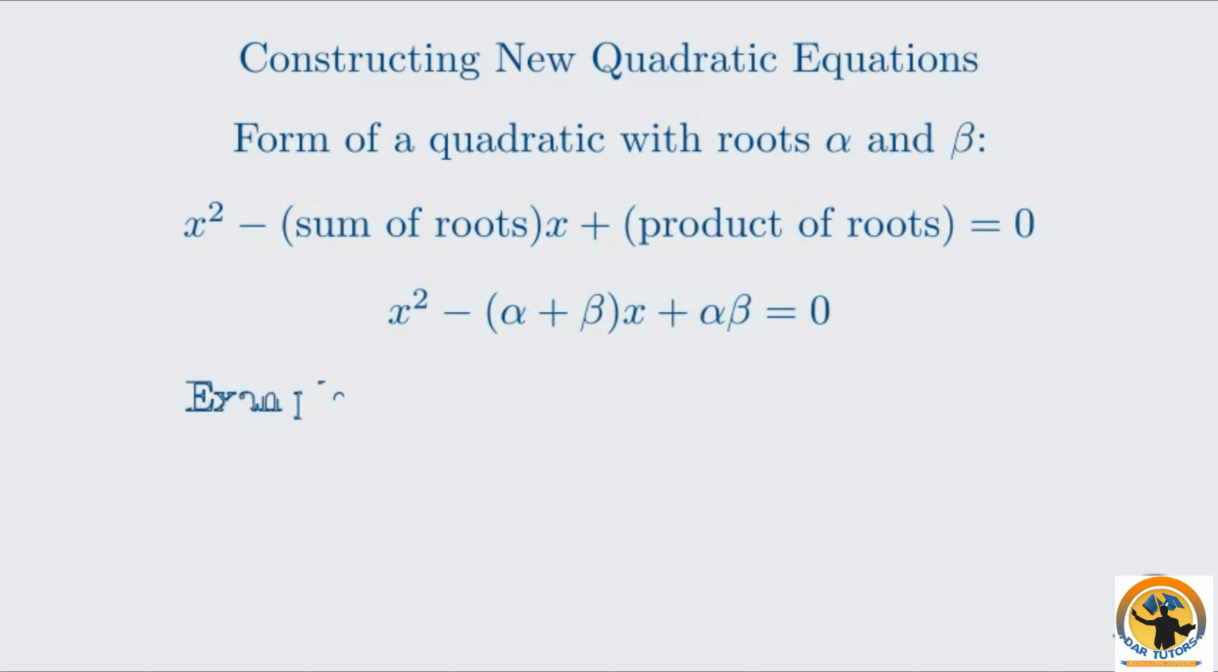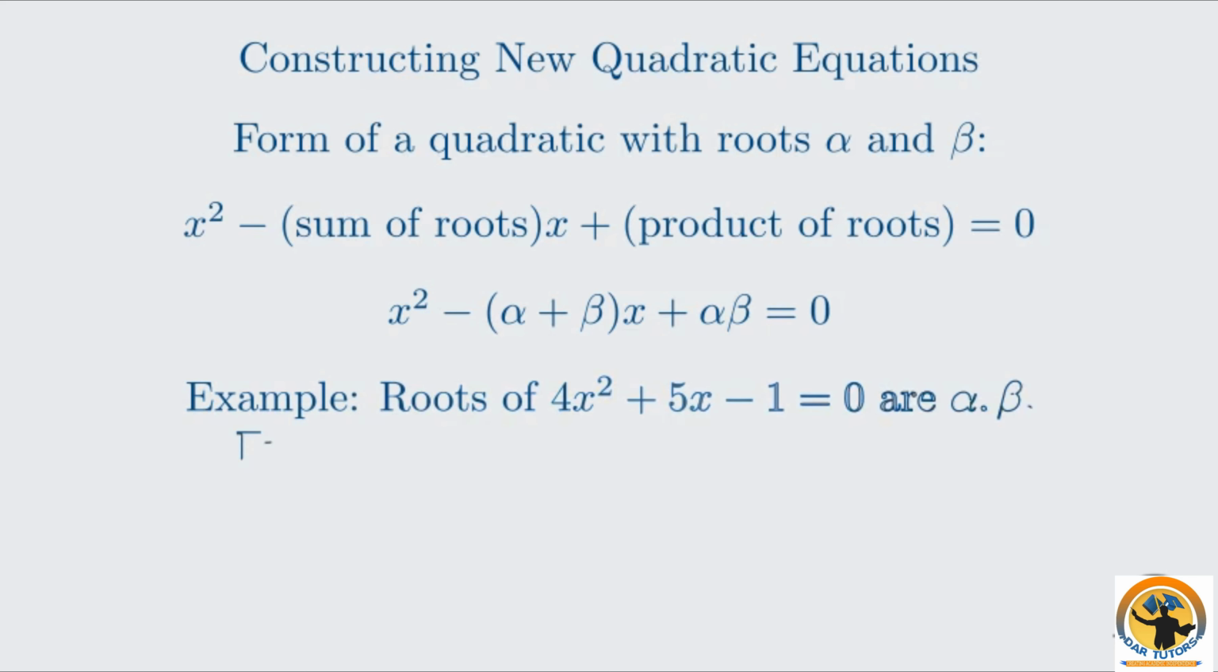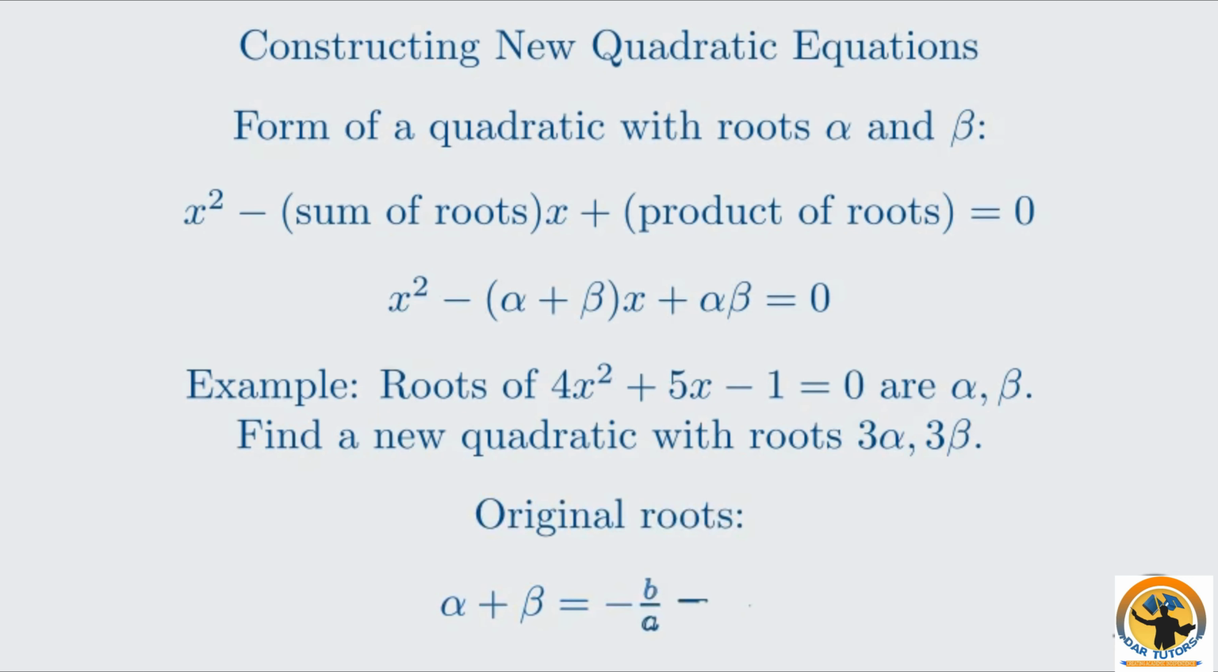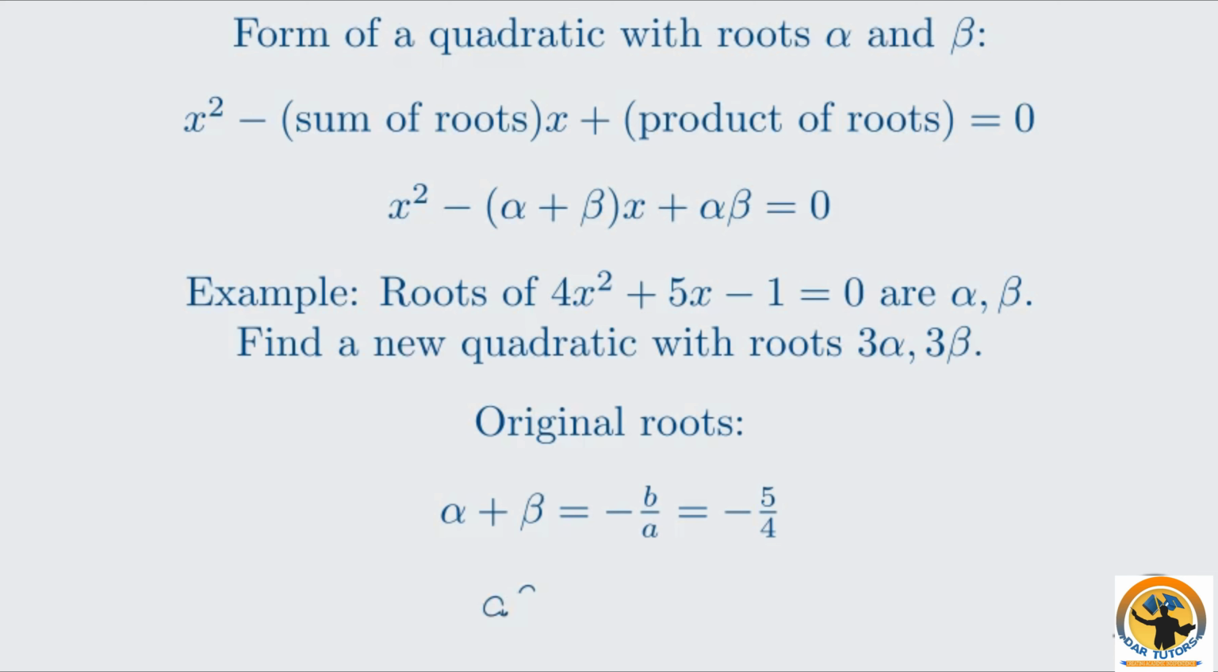Let's work an example. The roots of the equation 4x squared plus 5x minus 1 equals 0 are alpha and beta. Find a quadratic equation with roots 3 alpha and 3 beta. First, we find the sum and product of the original roots, alpha and beta. For the original equation, a equals 4, b equals 5, and c equals negative 1. The sum, alpha plus beta, is negative 5 over 4. The product alpha beta is negative 1 over 4.